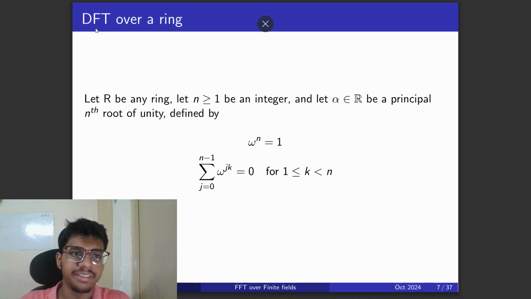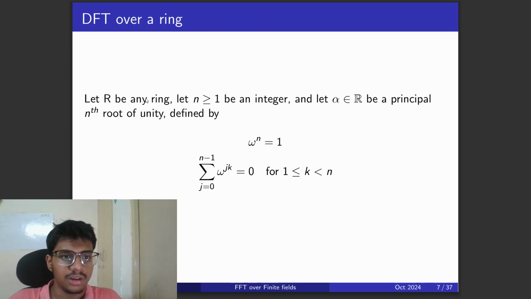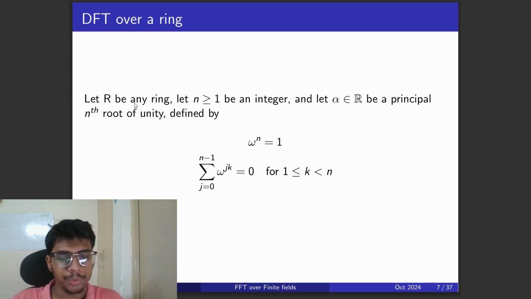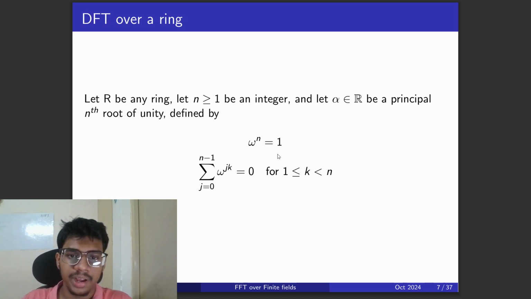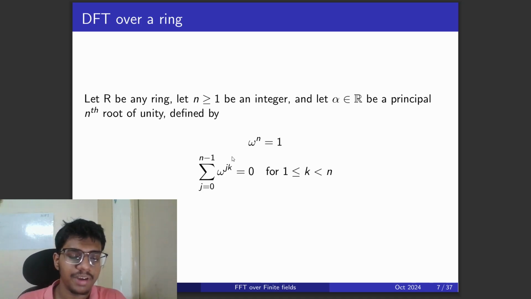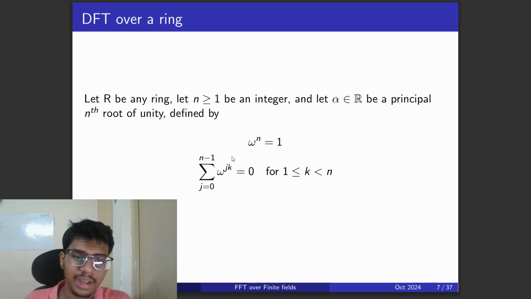So for a discrete Fourier transform over a ring, supposedly I have a ring R, and I have a principal n-th root of unity. So I'll write omega to the power of n equal to 1. And as we know, for a cyclic finite field, the elements should add up to 0. So that is what is written: omega 0, omega 1 till omega n minus 1 should all sum to 0.